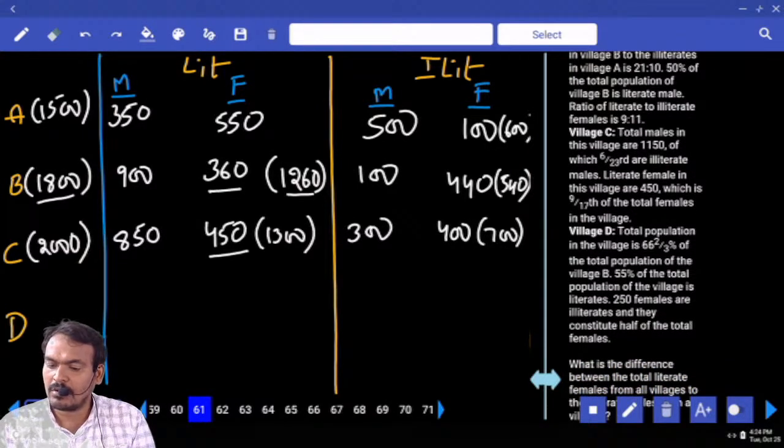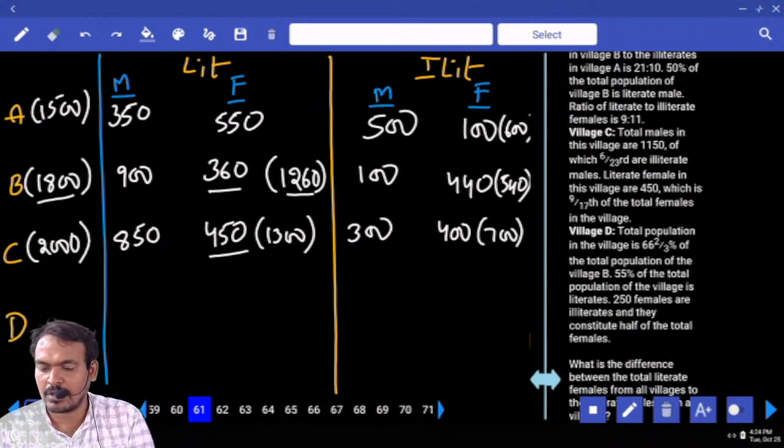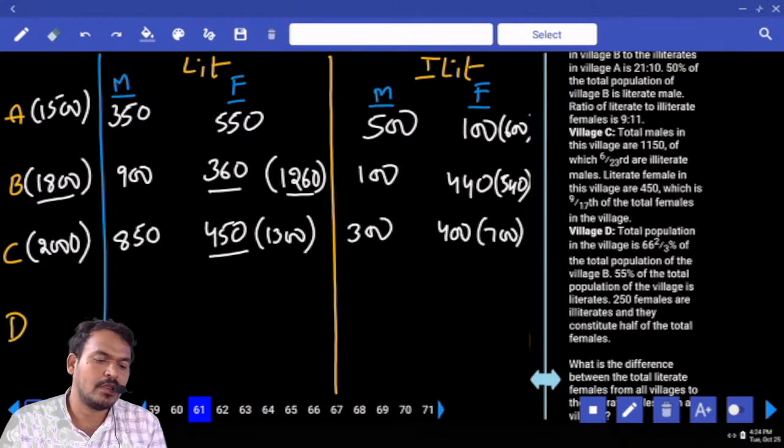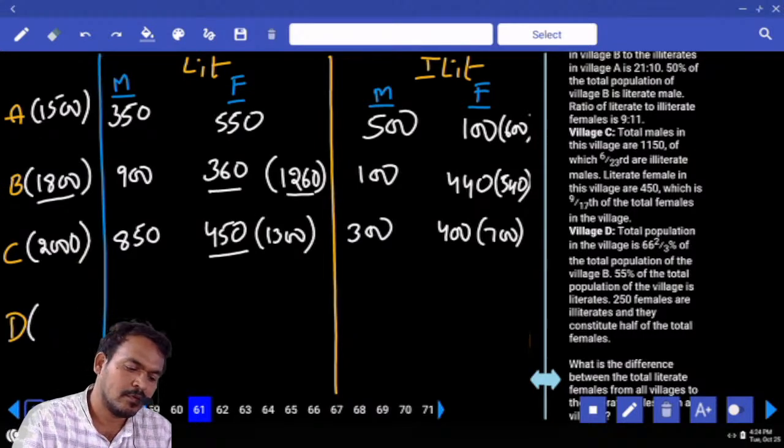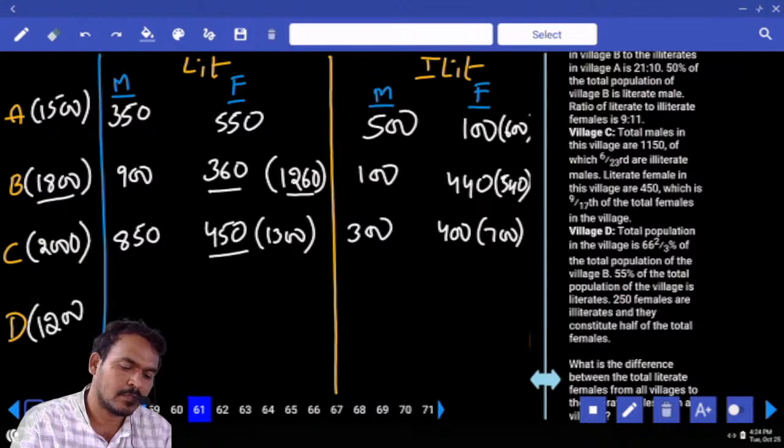Village D. The total population in this village is 2 by 3 of the total population of village B. What is the village B total value? 1800. In that how much value? 2/3. 2/3 means 1200 or not? Next.